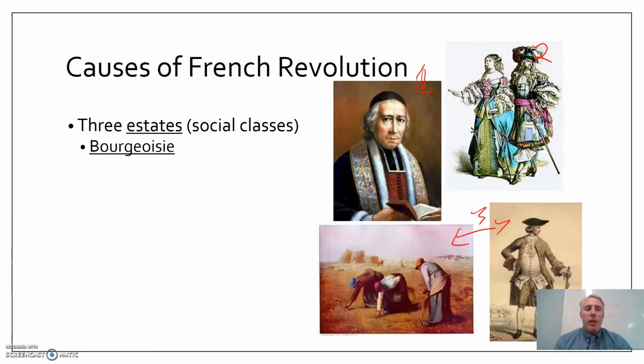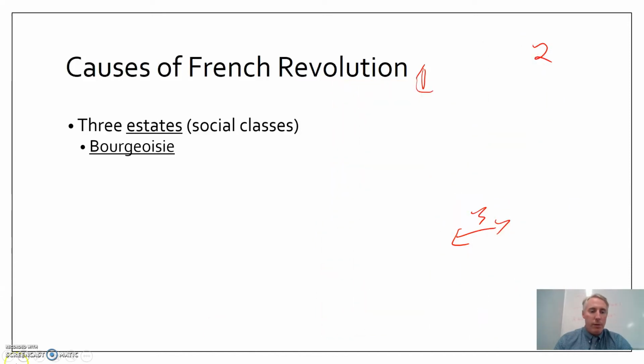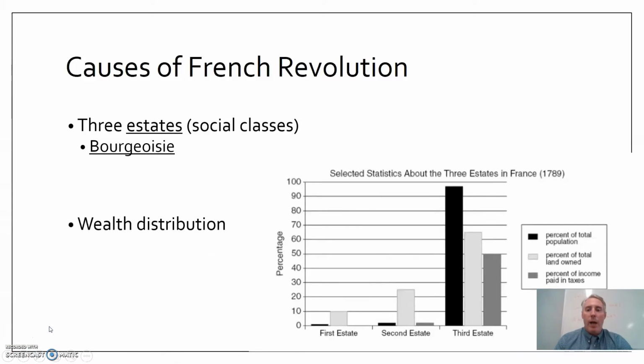All right, so the different social classes were broken up into strict groups. Additionally, there were wealth problems when it came to wealth distribution. You look at the chart. The black bar right there is percent of total population. So the first estate, barely anything. We're talking less than 1% of the overall population. Second estate, not much at all, maybe 2-3%. Third estate, almost everything. So the overwhelming majority of the population was made up by the third estate.